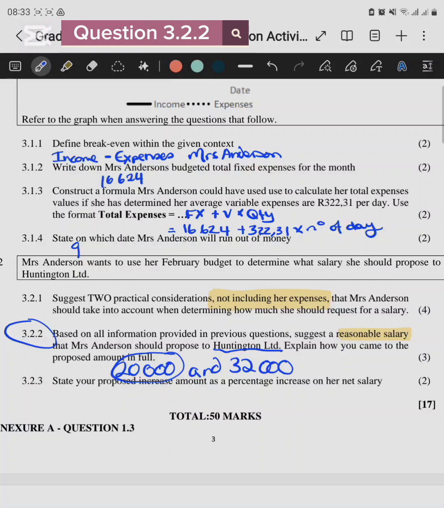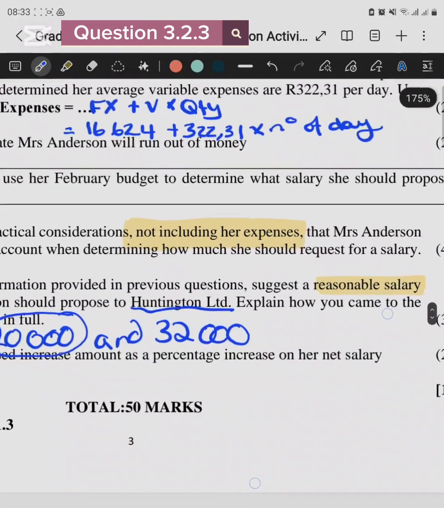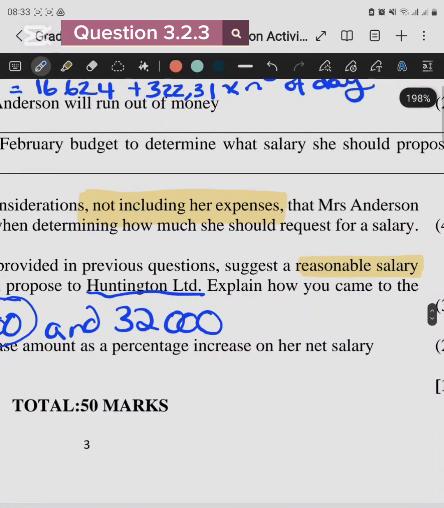Okay. And then the next question here linked to your previous one. So your calculation would have changed depending on what you answered. But they want your proposed increase amount as a percentage increase on her net salary. So for example, if I suggested in the previous question 25,000, I need to say, well, look, 25,000 is going to be her new salary. Her old salary was 19,200 Rand. We're looking at net, hey? We're not talking about gross here. We're talking about net.